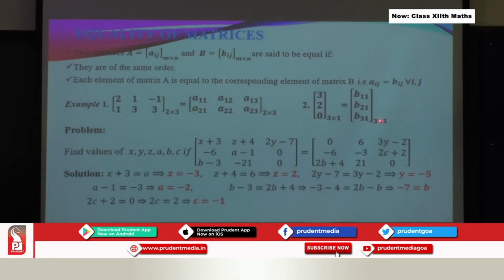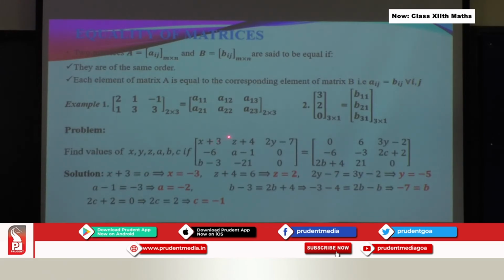Look at the order, same, and this equal to sign tells you B11 is equal to 3, B21 is equal to 2, and B31 is equal to 0. Now look at the problem. On this concept you can get many questions, and these questions are very important from an exam point of view. Now look at this problem. Find values of x, y, z, a, b, c if these two matrices are equal, which is given to you.